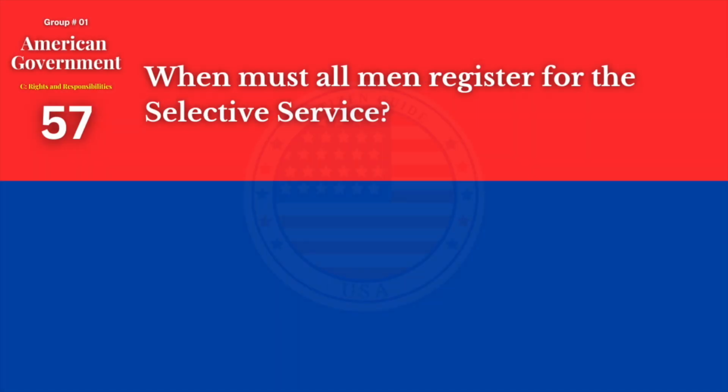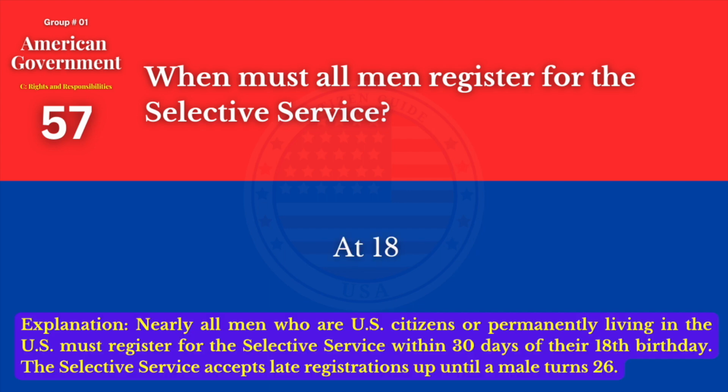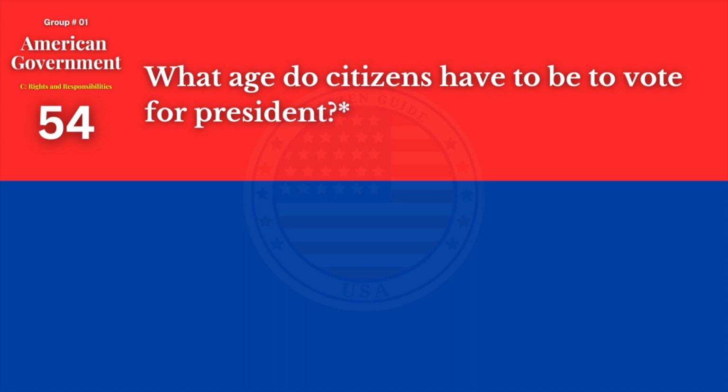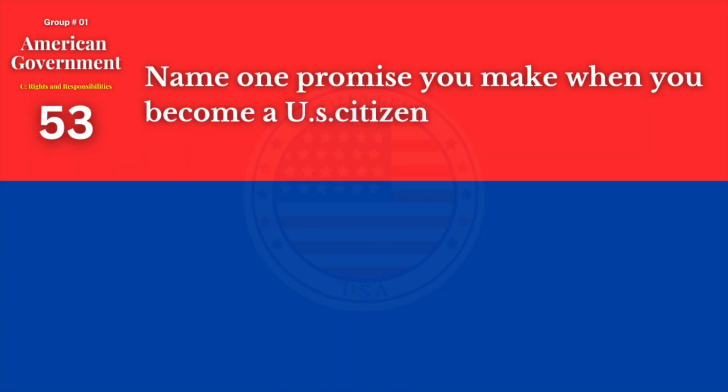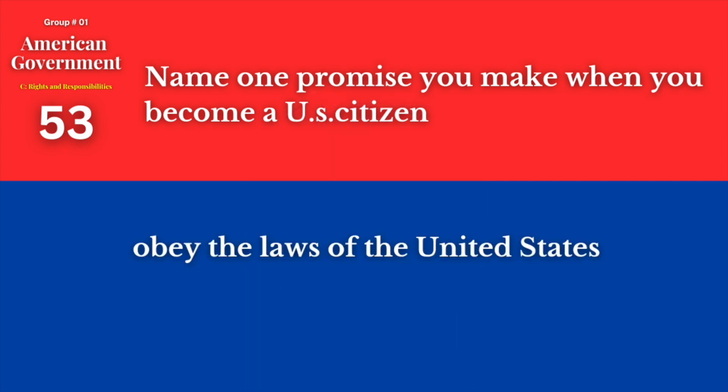When must all men register for the Selective Service? At 18. What age do citizens have to be to vote for president? 18 and older. Name 1 promise you make when you become a U.S. citizen. Obey the laws of the United States.